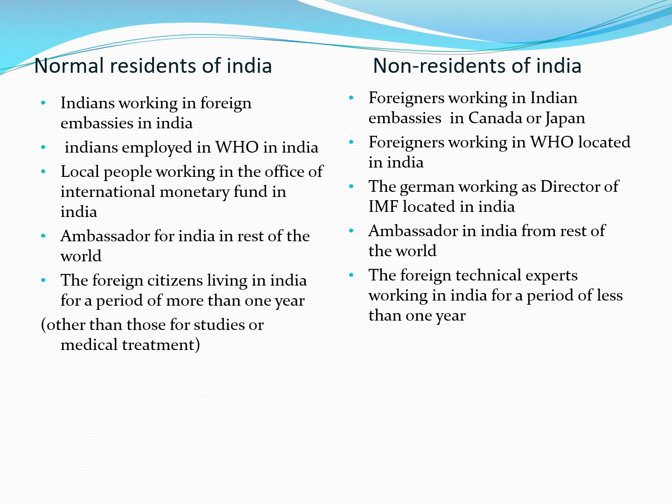National income is only the income generated by the normal residents of a country and not by the non-residents, even though they happen to be citizens of the country. The normal residents of India include the Indians who are working in the foreign embassies located in India, the people who are employed in the World Health Organization, which has its office in India, the local people who are working in the office of the IMF located in India, and it also includes the ambassador for India who is employed in the rest of the world.